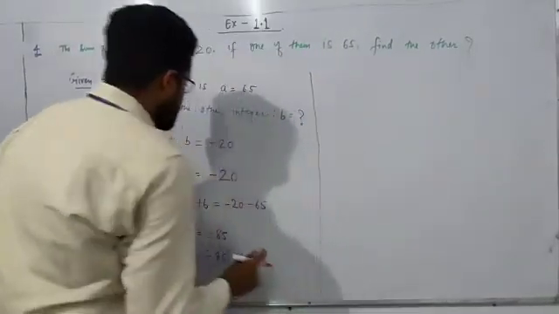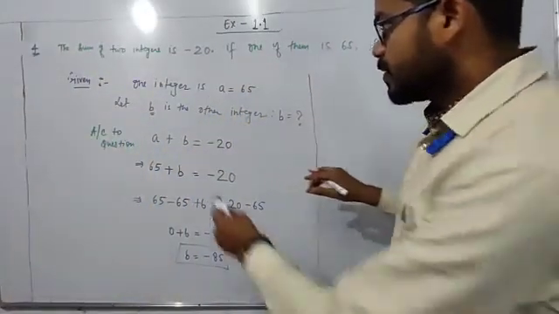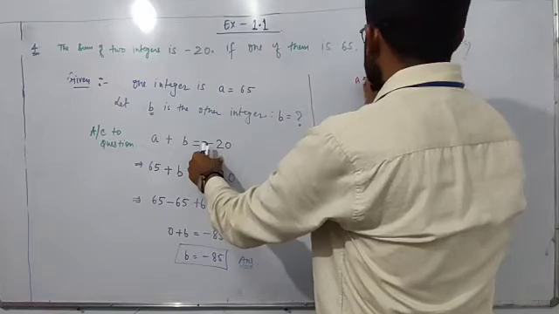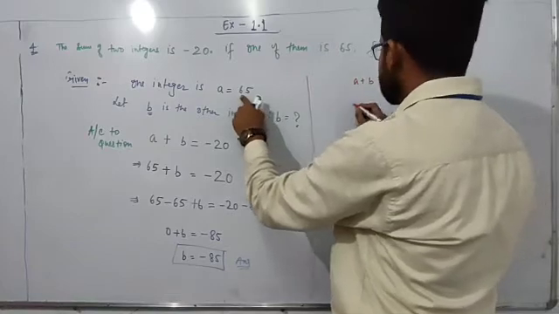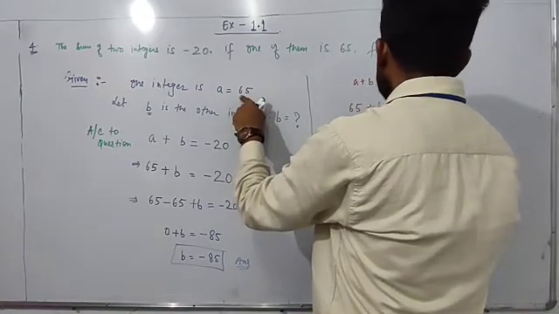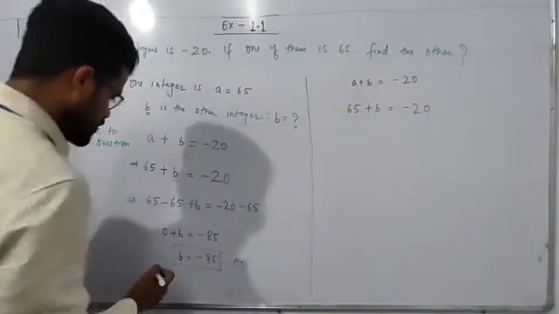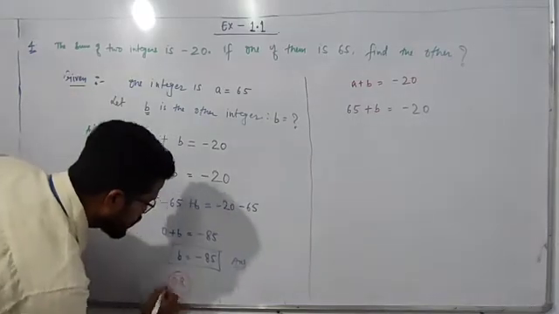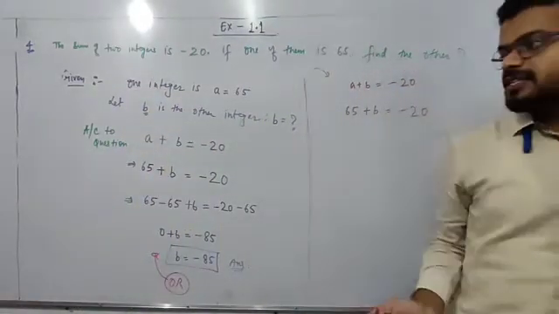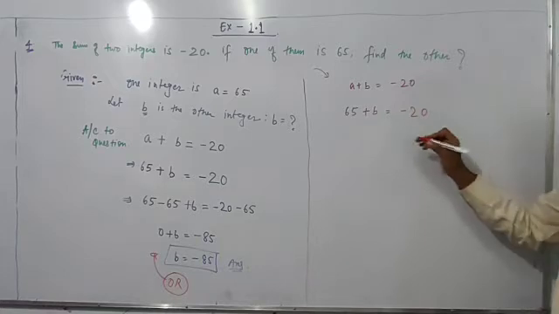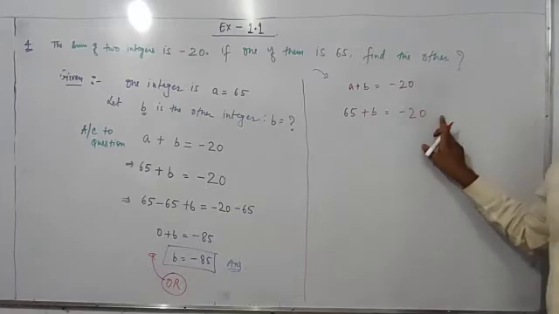Now we can solve this problem in another way also. From here, a plus b is minus 20. In the question, the value of a is given, which is 65. So 65 plus b is equal to minus 20. You can go through this method or also through the other method. Which one is easy for you? You can go through that method. So this is 65 plus b is equal to minus 20.